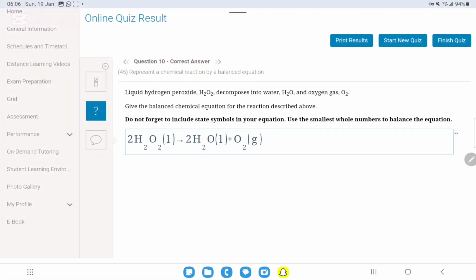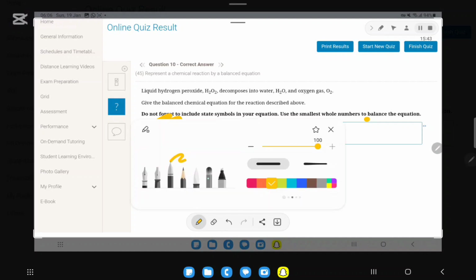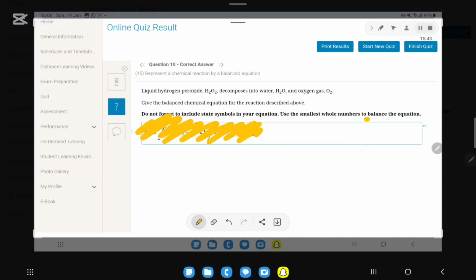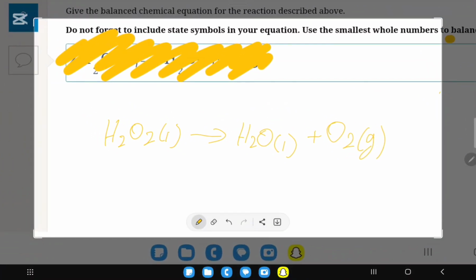Here they want us to balance an equation. First they told us liquid hydrogen peroxide, H2O2 liquid, decomposes into water, H2O, which they said is liquid as well, and oxygen gas, O2 gas. So we have H2O2 decomposes into H2O plus O2 gas.